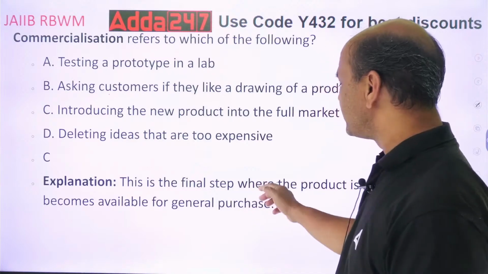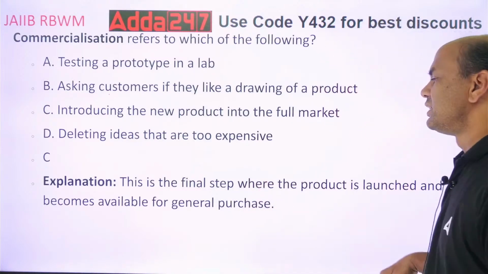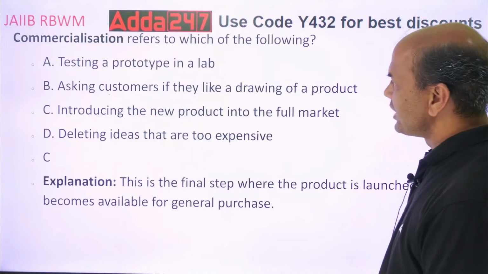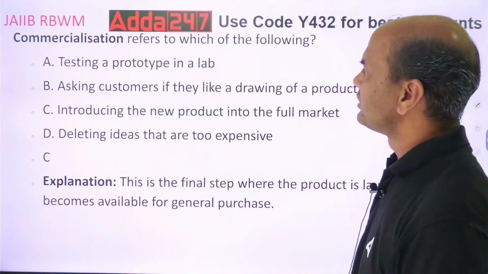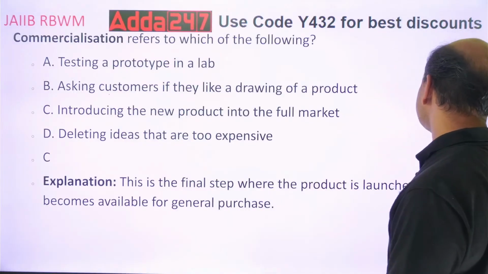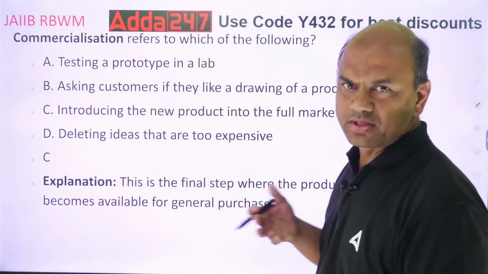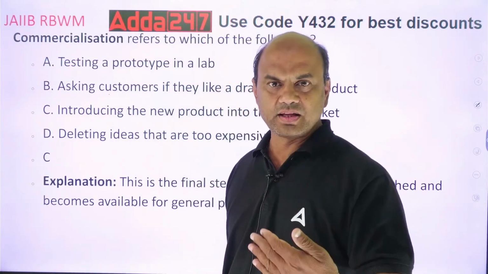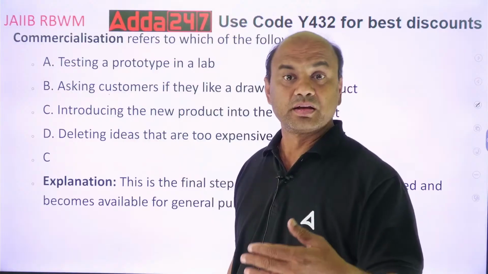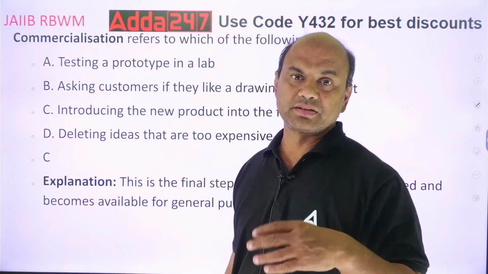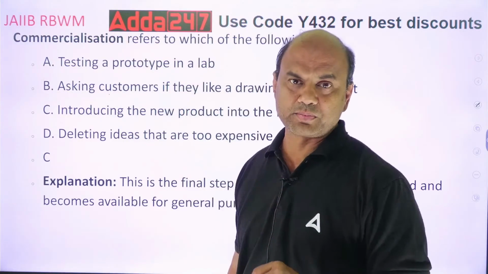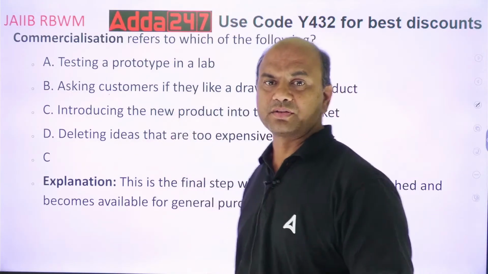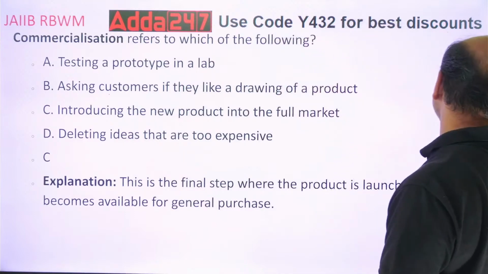This is the final step where the product is launched and becomes available for general purchase, right? Everyone can purchase it now. You have commercialized the product. Got it? So what are the steps now? First is idea generation, idea screening, concept testing, then business analysis, then the prototype, and then test marketing and commercialization. Okay? Actual product development we call prototype.